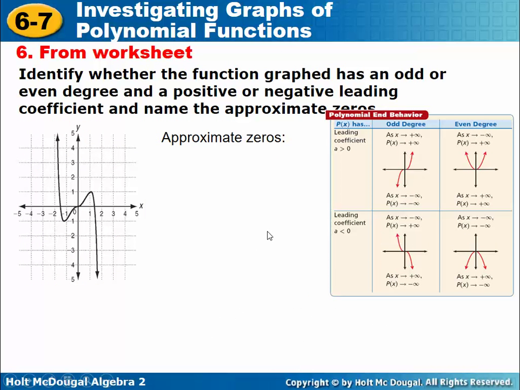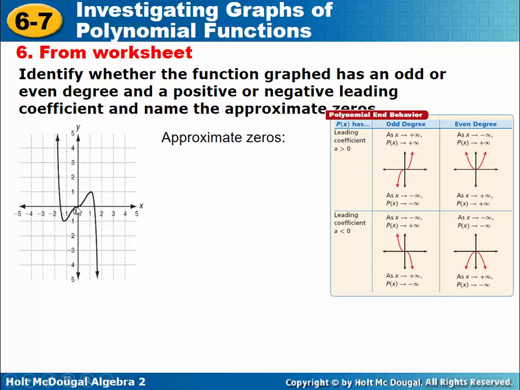I think we said everything we needed to say about that. So on your worksheet, you're just going to do the same thing. You're going to be given a graph. You're going to analyze the graph in order to decide whether it has an odd or even degree and a positive or negative leading coefficient, and then name the approximate zeros. So this is number 6 from your worksheet.